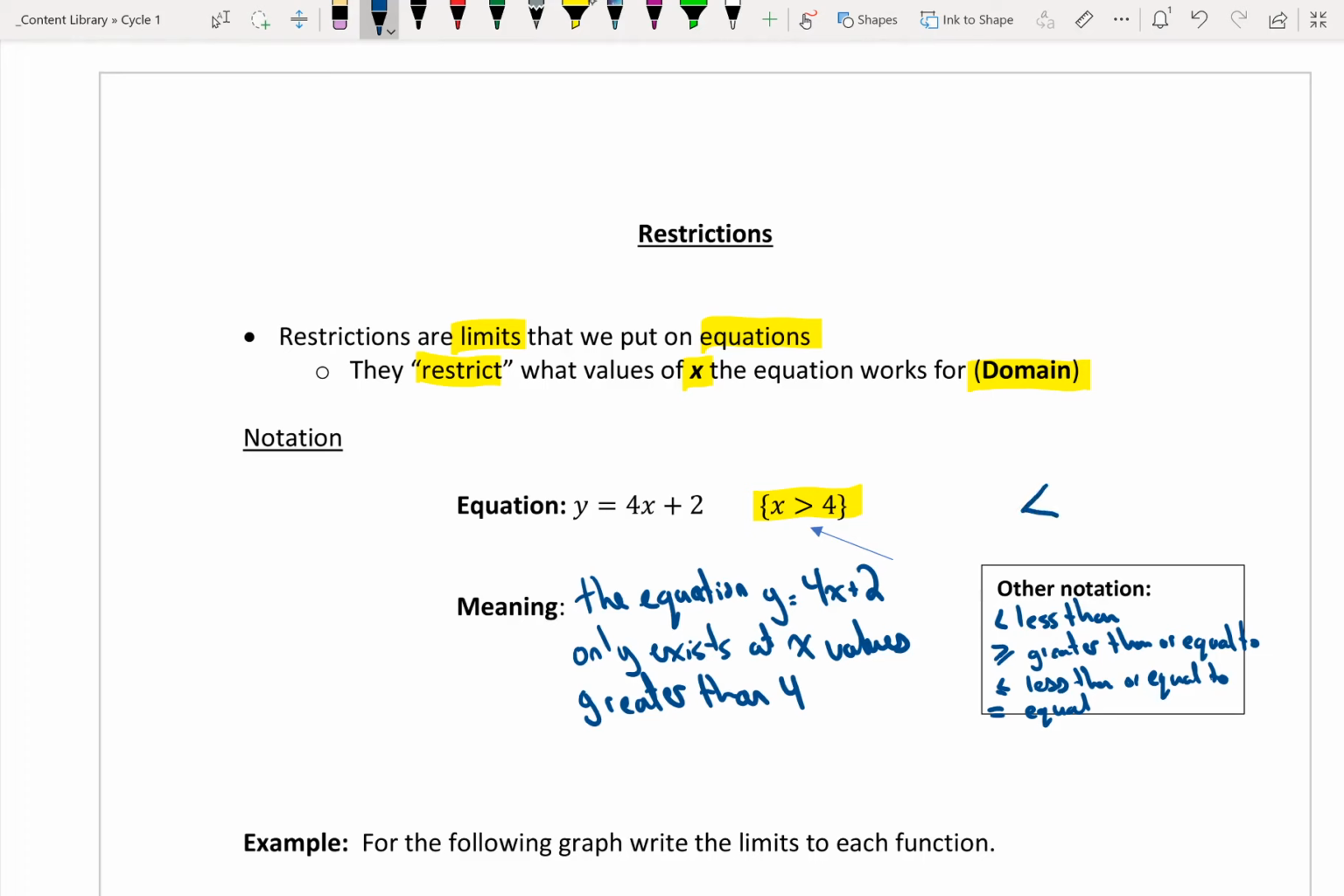Now again, yes, we're using these symbols with these definitions, but keep in mind the symbol always opens up to the larger one. If you want to think of elementary school, it's like an alligator mouth, it eats the larger number. So if this symbol opens up to a number, that means that number it's trying to eat is the larger number, or it's greater than that.